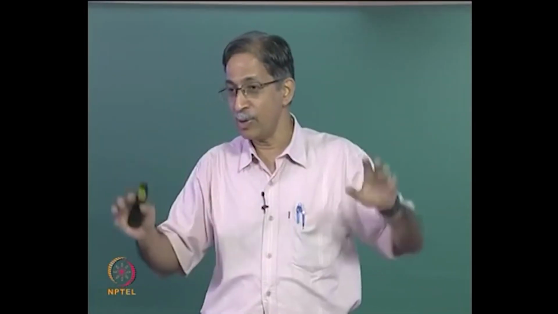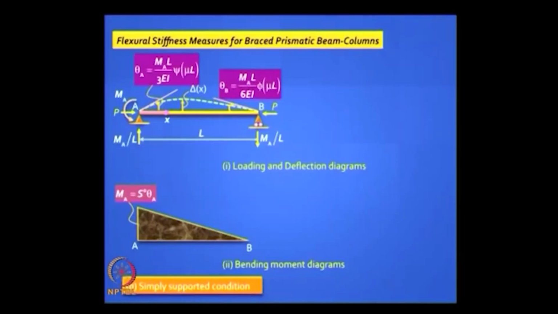Now we don't put those loads, we apply an end moment like this case. If I have an end moment MA, and if I didn't have any P, what's the rotation that I get at that end, the flexibility coefficient? It will be ML by 3EI at this end, and at the other end ML by 6EI, right? And your bending moment diagram would look like that.